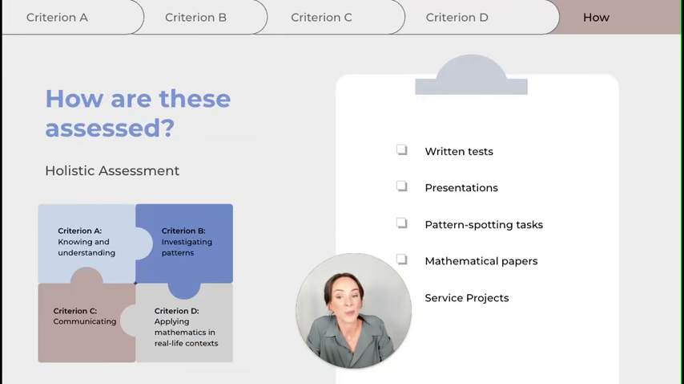MYP assessment is holistic. We want to develop a wide skill set and perspective of mathematics, and we do that by assessing the 4 criteria just mentioned. Students could be assessed in a variety of ways, including but not limited to presentations, a normal test, a project, or mathematical paper. The feedback from these assessments, though, is all focused on skill development so that students are comfortable and competent using mathematics outside of the classroom and as a lifelong learner.